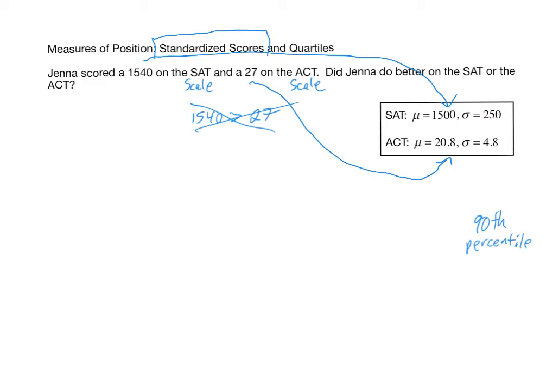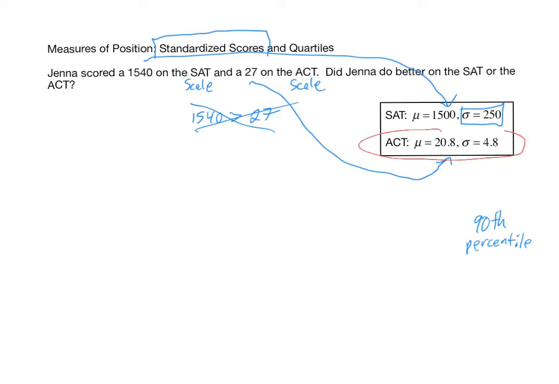Let's look at the standard deviation. Did Jenna score a full standard deviation above the mean on the SAT? If you added 1500 and 250, you get 1750. She did not score above 1750. She was much closer to the mean itself. Whereas down here with her 27 on the ACT, if you were to add one standard deviation onto the mean, you get 25.6, and she still scored above that. So she scored more than one standard deviation away on the ACT, and she did not score more than one standard deviation away from the mean on the SAT. So she essentially did better on the ACT.